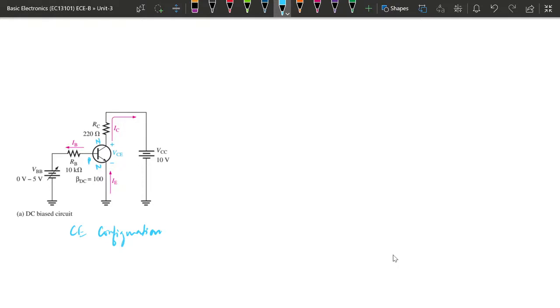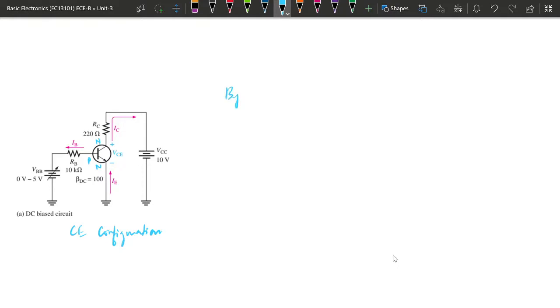Okay, so we need to just draw the voltage and current relations. So here we are giving VBB, the input supply voltage that we are providing, as a variable input. That means we can vary the input VBB between 0 to 5 volt. So based on the variation of VBB we can get different current. So the current equation we can get on the input side by using KVL.